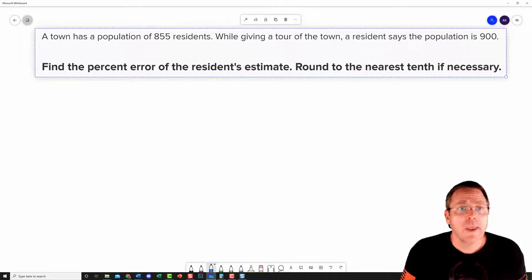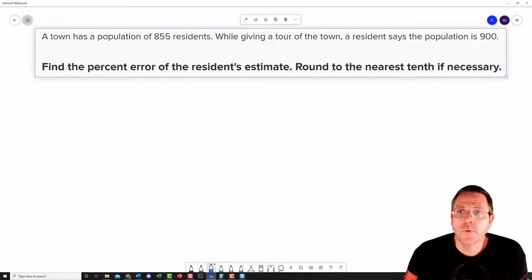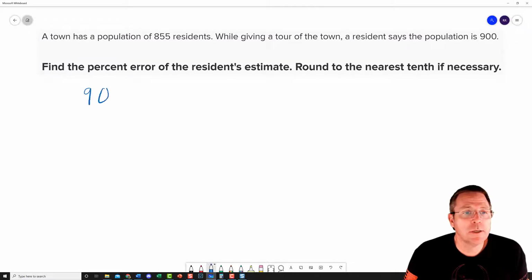A town has a population of 855 residents. While given a tour, a resident says the population is 900. Find the percent error of the resident's estimate.